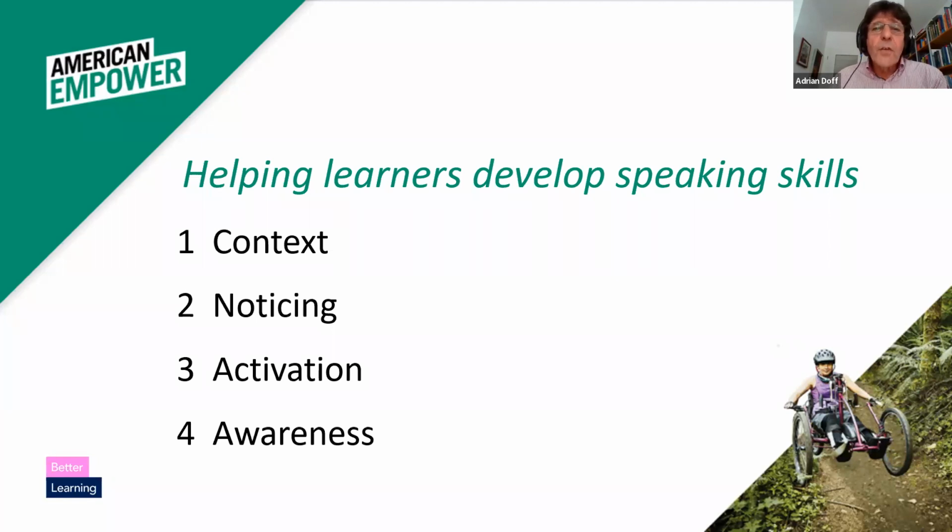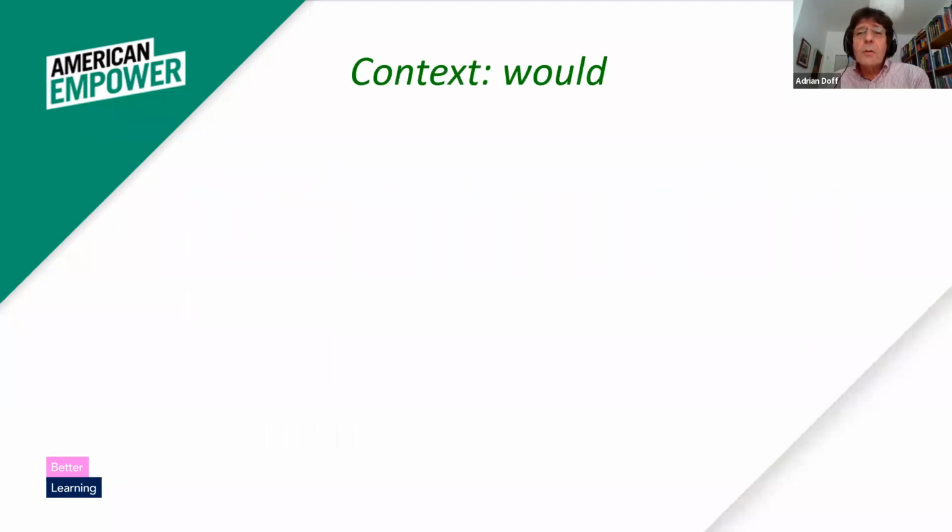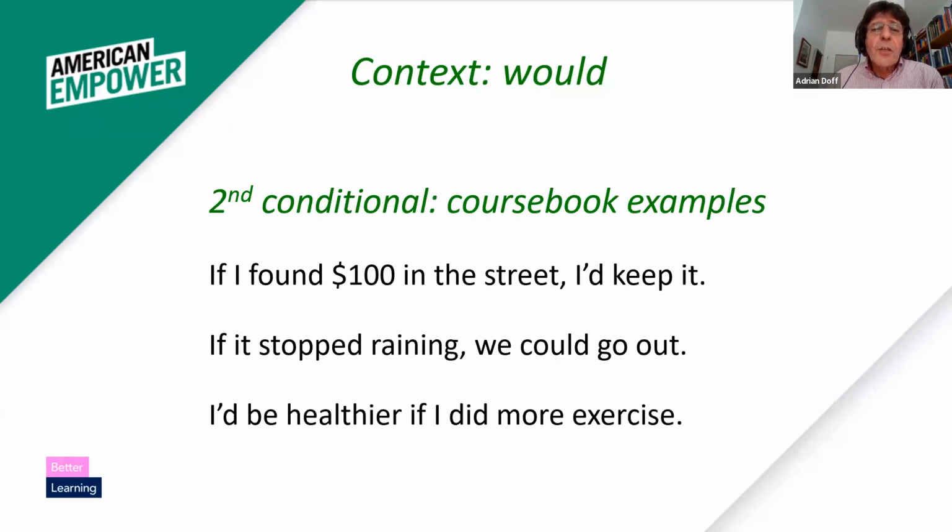So let's have a look first of all at context. And I'd like to look again at this expression, at the use of would for speculating and imagining. We said earlier that it may be that learners don't learn would in connection with situational phrases, because it is often taught mainly in connection with the second conditional as an if clause. And if you look at these examples, these are coursebook examples of second conditional sentences, which I'm sure you're very familiar with.